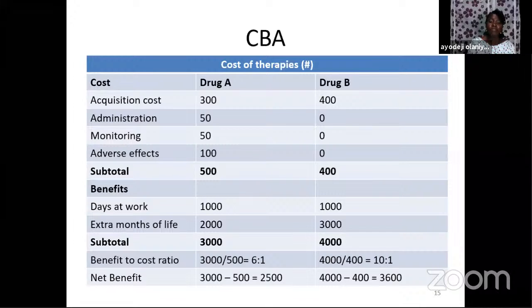Then we can also use the net benefit by subtracting the cost from the benefit. For drug A, the cost is 500, while the benefit is 3,000. So when we subtract the cost from the benefit, that's 3,000 minus 500, we have 2,500. For drug B, the cost is 400 and the benefit is assumed to be 4,000. So when we subtract the cost, that's 400, from the benefit, which is 4,000, we have 3,600. So the one with the highest ratio would be chosen.